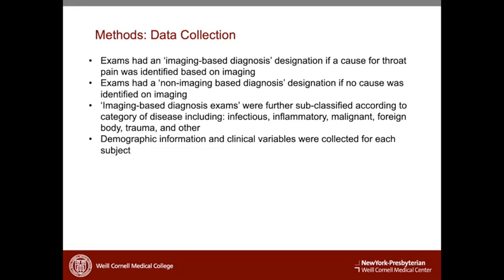The imaging-based diagnosis exams were further subclassified according to disease etiology, which included infectious, inflammatory, malignant, foreign body, trauma, and other. For example, some infectious etiologies of throat pain identified on imaging were tonsillitis and peritonsillar abscess. Some malignant etiologies of throat pain were squamous cell carcinoma.